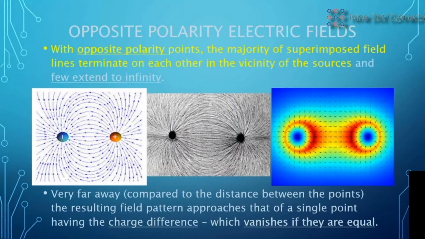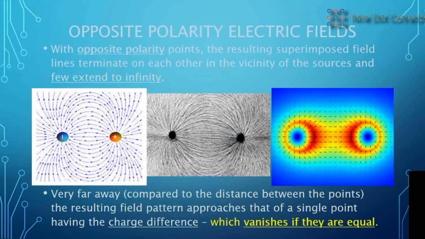On the right, you'll see a field between two points that's done in a vector form. The little arrows show the direction and magnitude of the field. Close in between the points, you'll see very, very high gradients and very, very high fields. But as you go away, you'll notice that it turns dark blue. That means the field is rapidly dropping off in intensity. By the time you get to be 10 times as far away from that pair of points as their distance apart, you'd see it being very blue, and very, very little electric field would be there. So very far away compared to the distance between the points, the resulting field pattern approaches that of a single point having the charge difference.